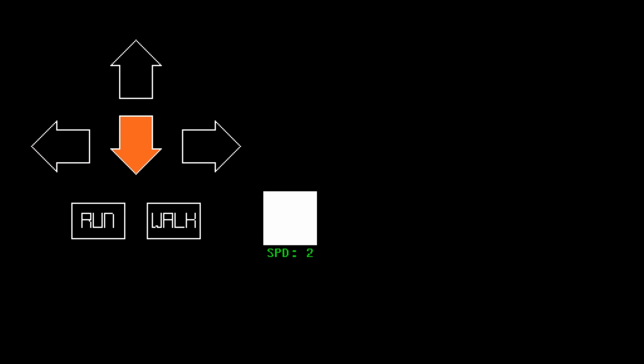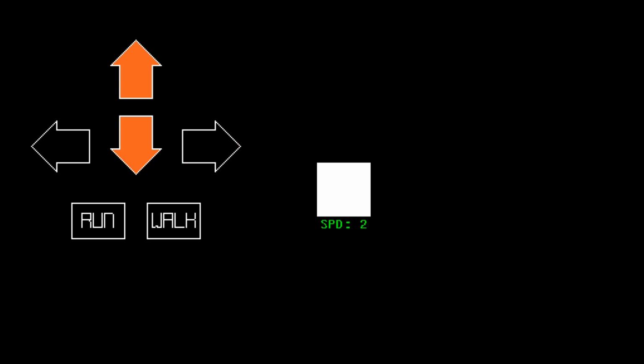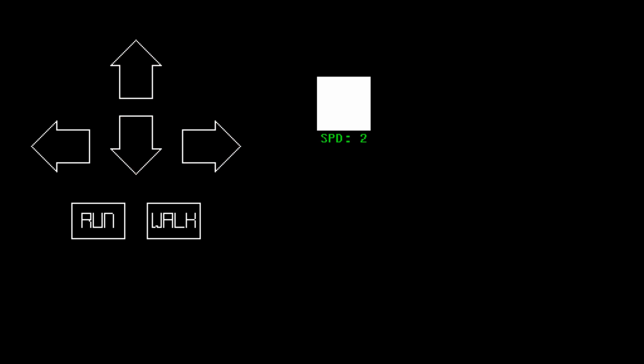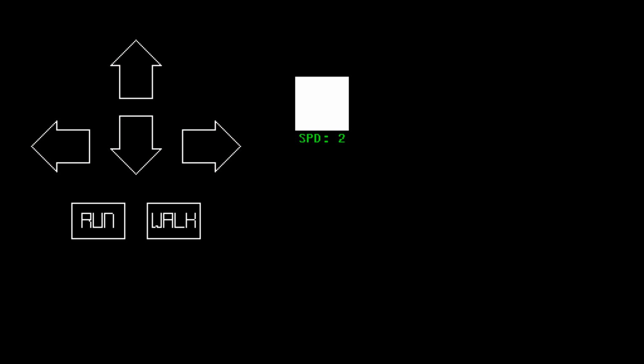So if I press right and left at the same time, left wins. And the same goes for up and down. So there isn't really anything wrong with that. Some games actually have movement like this, but there is another way that we can code our movement to prevent this problem and to make it so that if we're pressing left and right at the same time, they cancel and we just don't move.